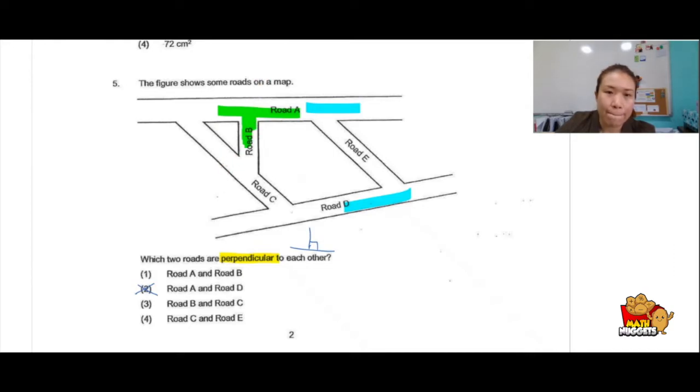B and C. This and this. Nope, it's not right angles. And C and E. C is here. E is here. They probably look more parallel than perpendicular, but no. So the answer is option 1. A and B are perpendicular.